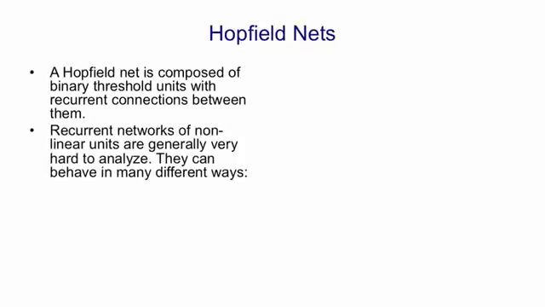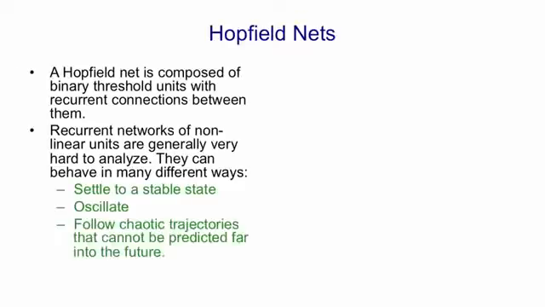In general, if you have networks of nonlinear units with recurrent connections, they're very hard to analyze. They can behave in many different ways. They can settle to a stable state, they can oscillate, they can even be chaotic, which means that unless you know their starting state with infinite precision, you can't predict the state they'll be in very far into the future.